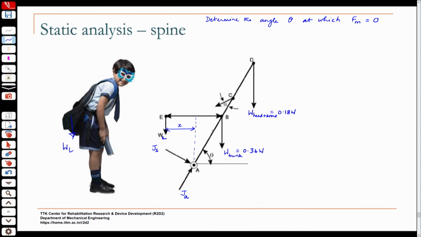So, if this is A, what is this distance x? It is equal to 0.12 H minus 0.15 H cos theta. I am given EB equal to 0.12 H.